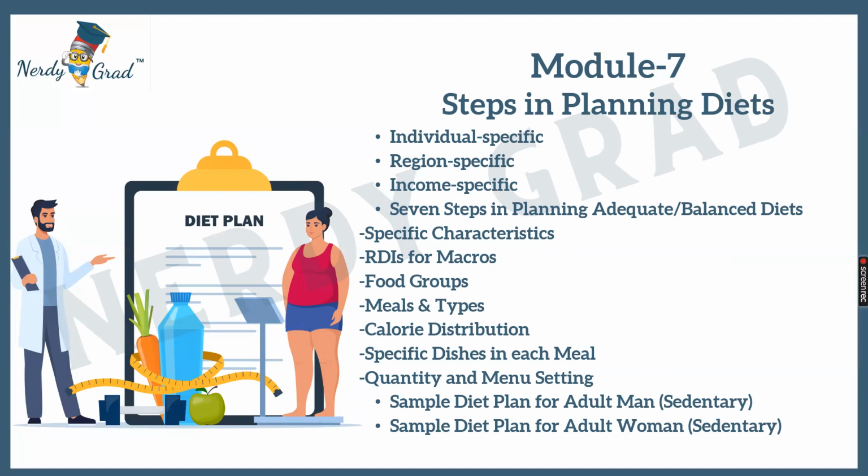Then we will talk about the 7 steps in planning adequate or balanced diet, which includes specific characteristics, RDIs for the macronutrients, food groups, meals and types, calorie distribution, specific dishes in each meal, quantity and menu setting. And then we will have a sample diet plan for adult man, which is for sedentary adult man, and a sample diet plan for a sedentary adult woman.